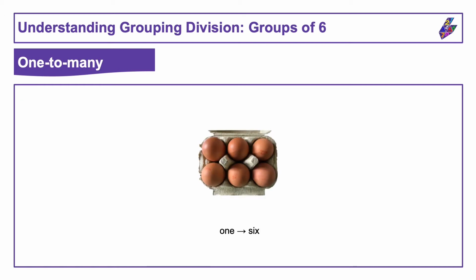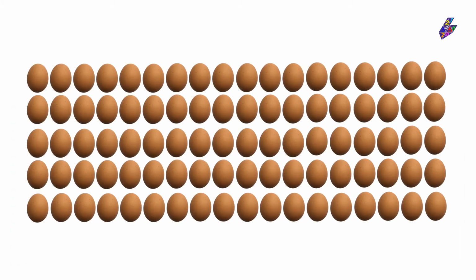Let's imagine our farmer is boxing up eggs again, and he can fit 6 eggs in one box. This is a 1:6 relationship. Let's explore a much larger number than we did in the previous video. Let's imagine that the farmer now had 90 eggs. The farmer still wants to put them in boxes of 6 and needs to know how many boxes they will need.